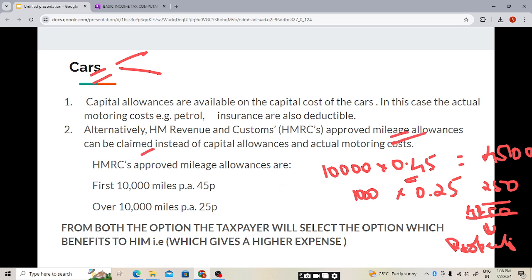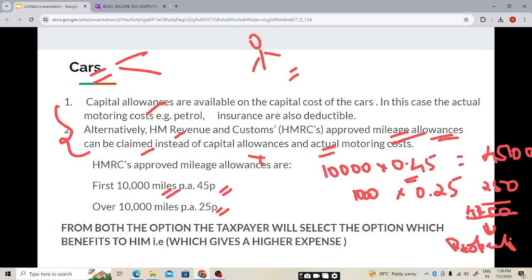How can the approved mileage allowance be used? By seeing how many miles your car has been driven or used. So for the first 10,000 miles it is 45 pence, and for over 10,000 miles it is 25 pence. So if you use the mileage allowance, you can't use the capital allowance and actual motoring cost. When a person decides between the capital allowance or the alternative, which one does an individual select? If I am an individual in the UK doing property business, I have both options to select.